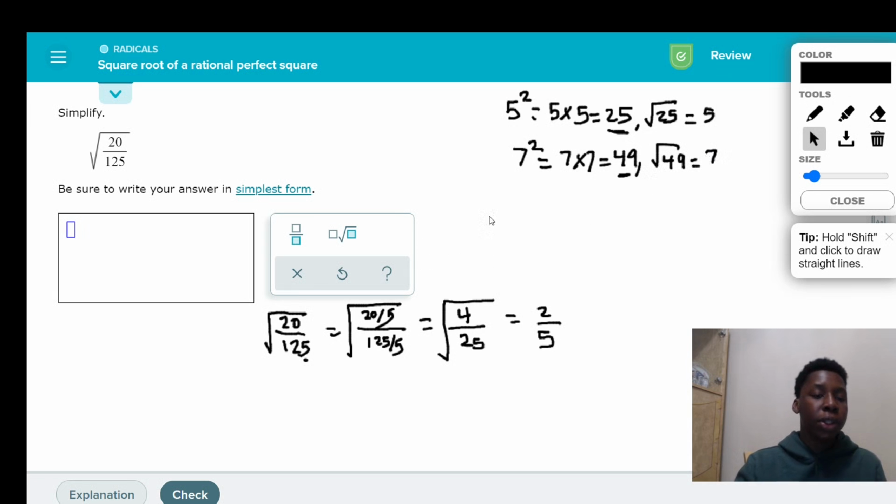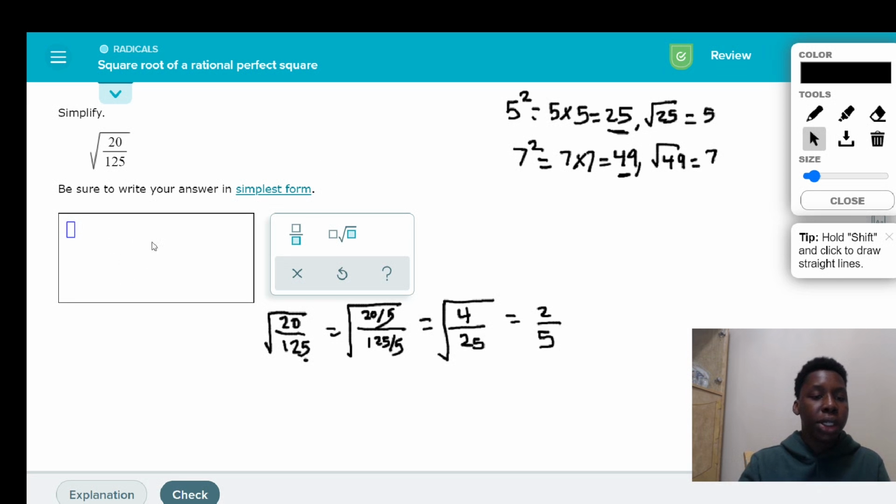Let's take a look at this question. It says, simplify the square root of 20 over 125, and be sure to write your answer in its simplest form. In this type of question, I want to really know what I'm starting with.